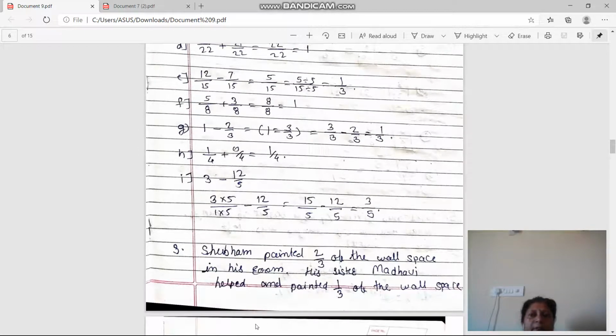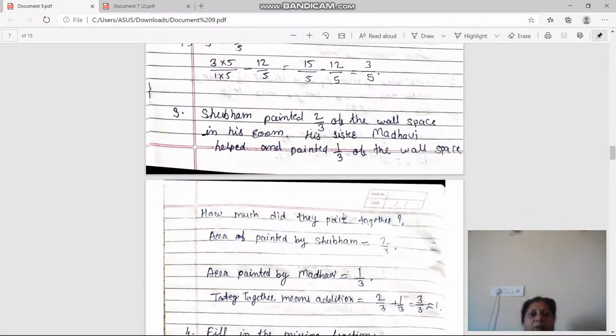Okay, the third example is here. Shubham painted 2 upon 3 of the wall space in his room. His sister Madhavi helped and painted 1 upon 3 of the wall space. How much did they paint together? Now, I always ask you, whenever you are solving a story sum, you have to read the story sum carefully. So what things are given and what you are asked.